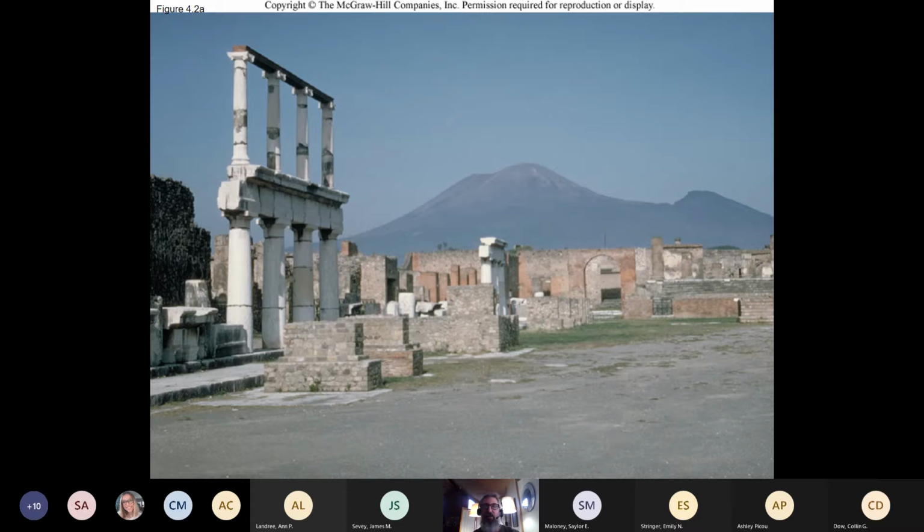So in the background of this photo, you have Mount Vesuvius, and Mount Vesuvius is famous for having buried the towns of Pompeii and Herculaneum. We know that this happened because there are written accounts from the people that were around then.